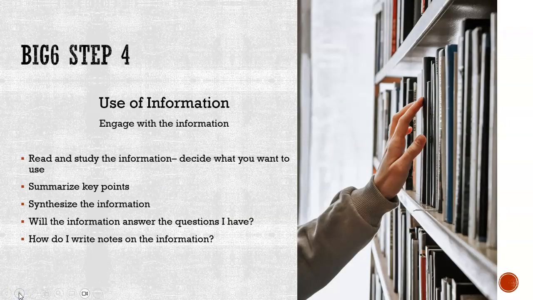Step 4, use of information. This is where you're going to engage with the information. You're going to read and study the information and decide what you want to use. You're going to summarize your key points. You might want to take notes, make an outline, and then you're going to synthesize the information. Will the information answer the questions I have? So, does this information go with the task and the question that I'm trying to answer? And then, how do I write notes? What way do I want to take notes?